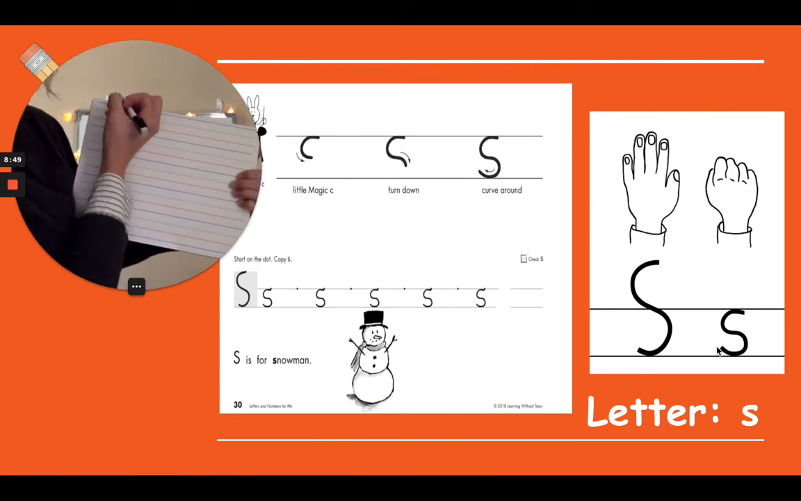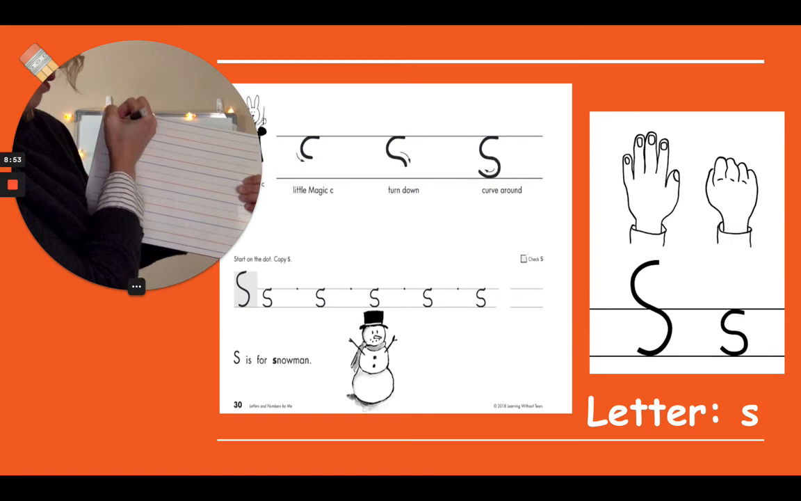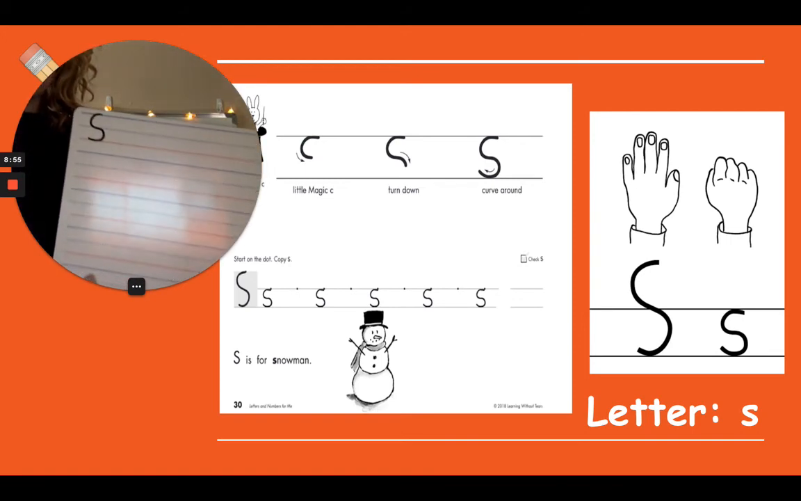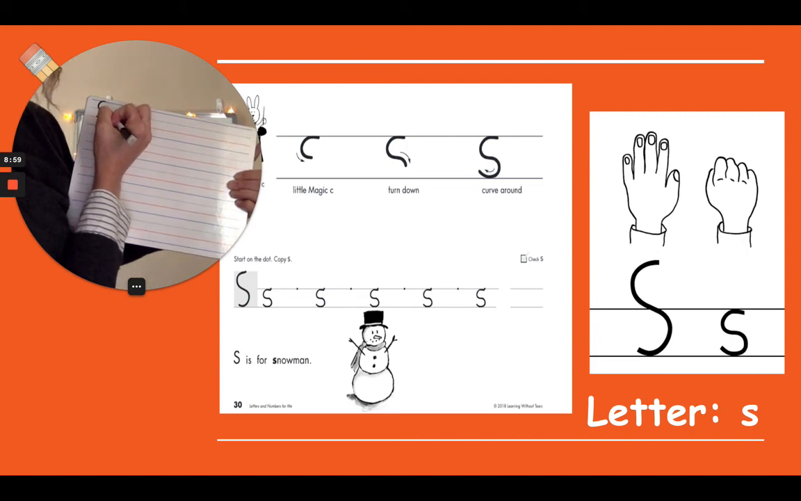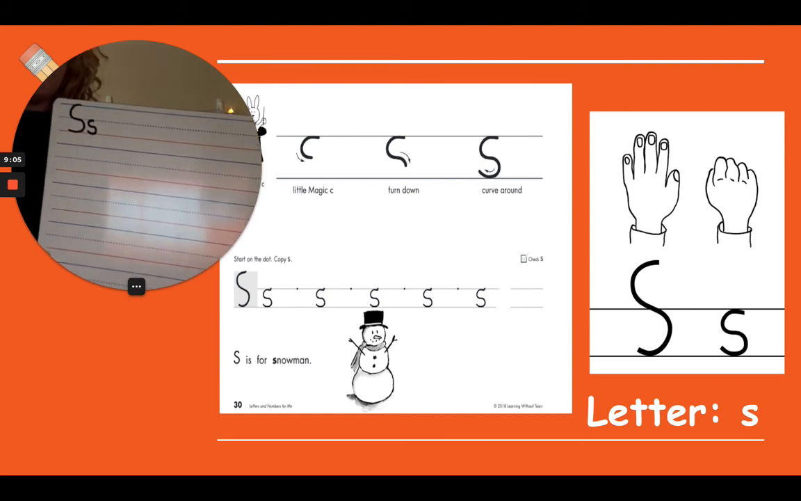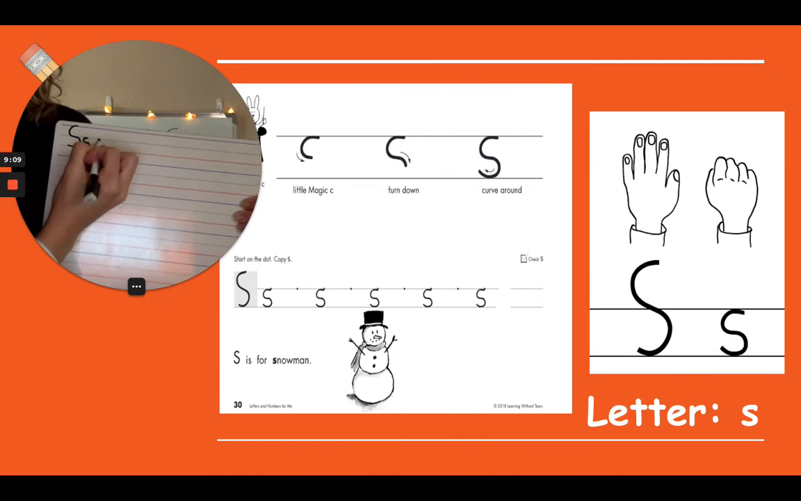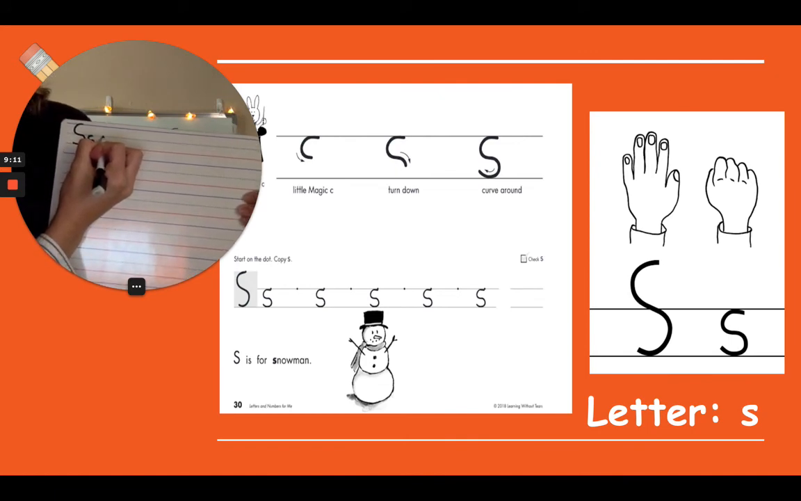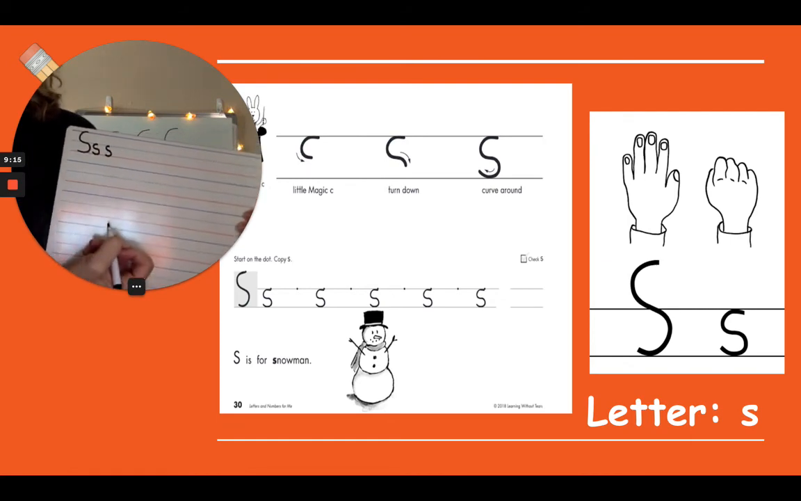So Miss Kelly's going to show you our uppercase. Magic C. There's our uppercase. To do our lowercase, little magic C, turn it down, curve around. Let's try it again together. Start at the top right here. Magic C, turn it down, curve around.